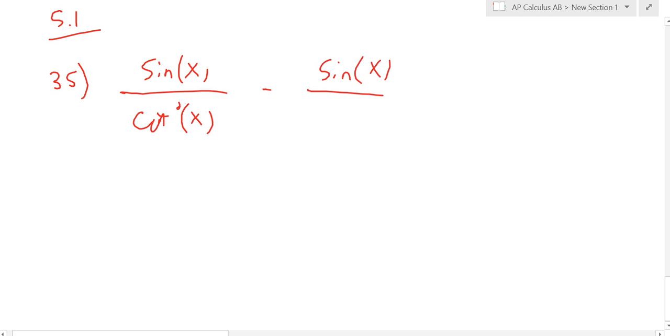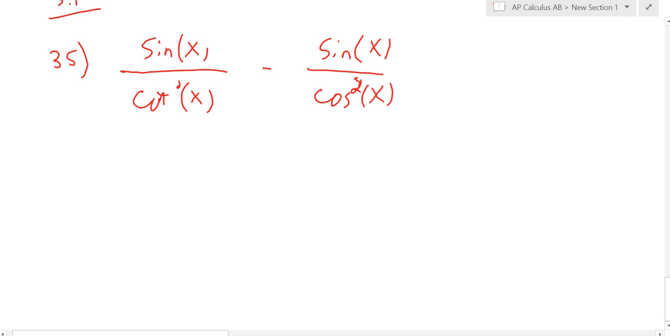What's 35 say? Sine x over cotan squared x minus sine x over cosine squared x. Okay, so we can go common denominator here. But something I will say before we start doing all that: if you see sines and cosines mixed with other functions, it's probably a good plan just to switch everything to sines and cosines.